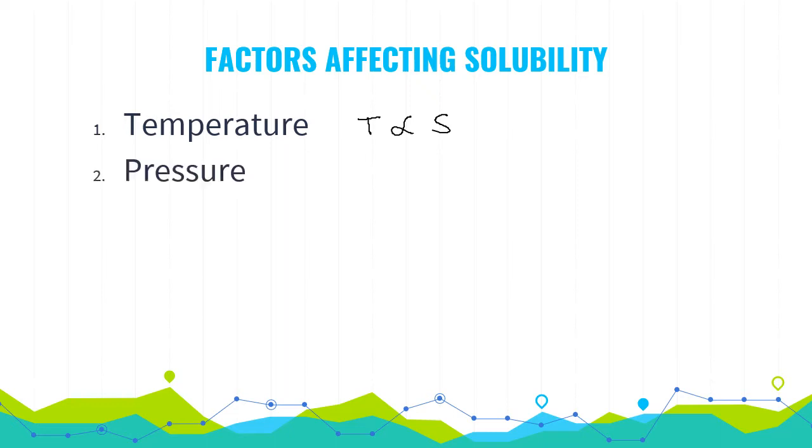The second one we have is pressure. For pressure, it can only affect our gaseous solutions, or our gaseous solutes or gaseous solvents. When we are talking about gas, our pressure is directly proportional to our solubility. But for liquids and solids, pressure will not have an effect on their solubility.